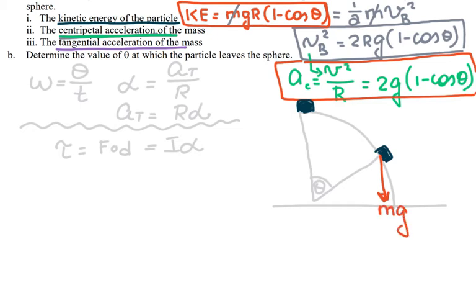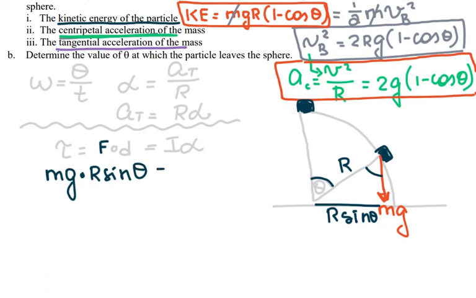And the distance that it is acting from the point of rotation, so if this is r, this is r sine theta, because this part is theta and that part is theta. So for the force, I'm going to have mg. And for the distance, I'm going to have r sine theta.